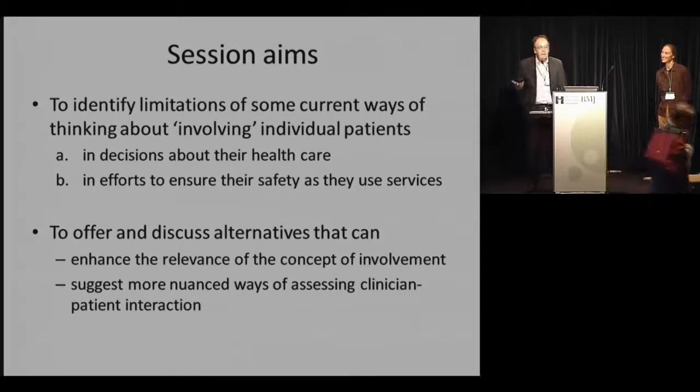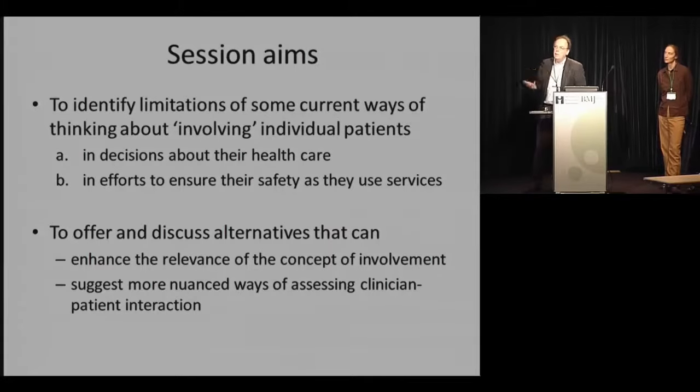So, as I say, the aim is to look at some of the current ways of thinking about involving individual patients in their care. And we're going to look at that in two main areas. First of all, in decisions about their own health care. And then secondly, patient involvement in attempts and efforts to improve the safety of their care. And we're going to look at some of the complexities that can arise in these situations.